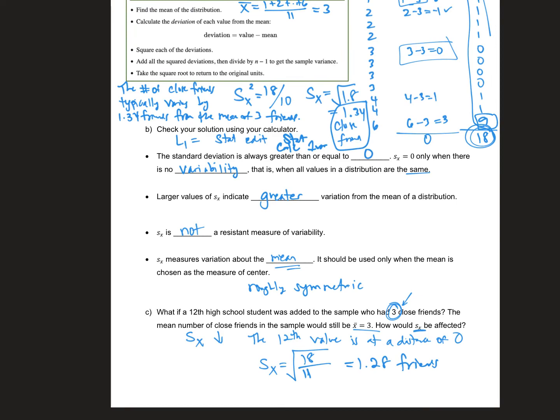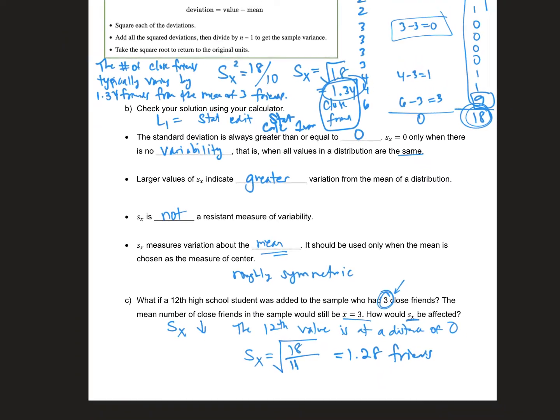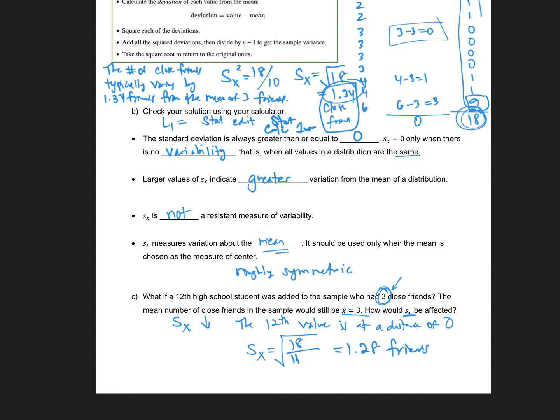And what was it before? It was 1.34. So see, it went down. So the standard deviation will go down when you add numbers close to the mean or exactly the mean. And then it will go up if you add numbers, especially further numbers out.